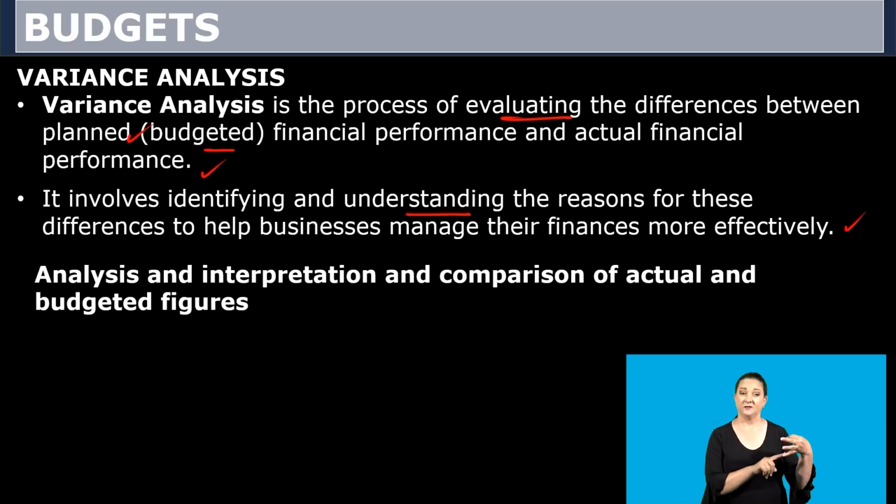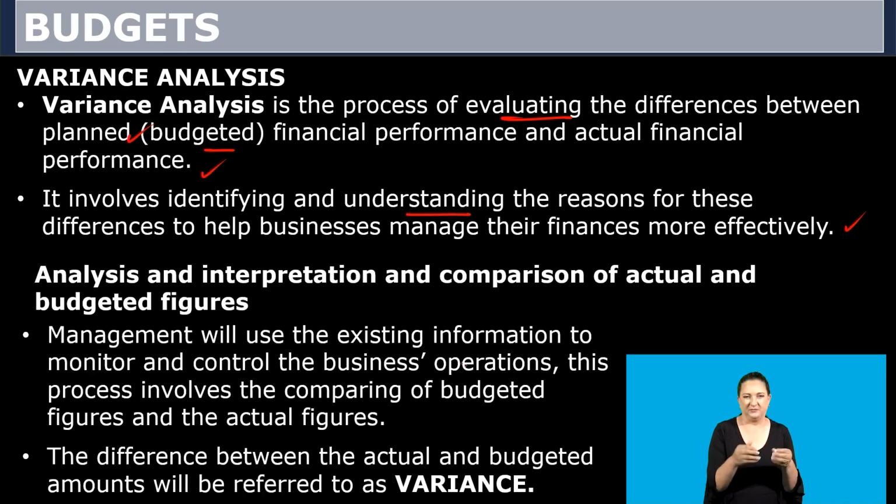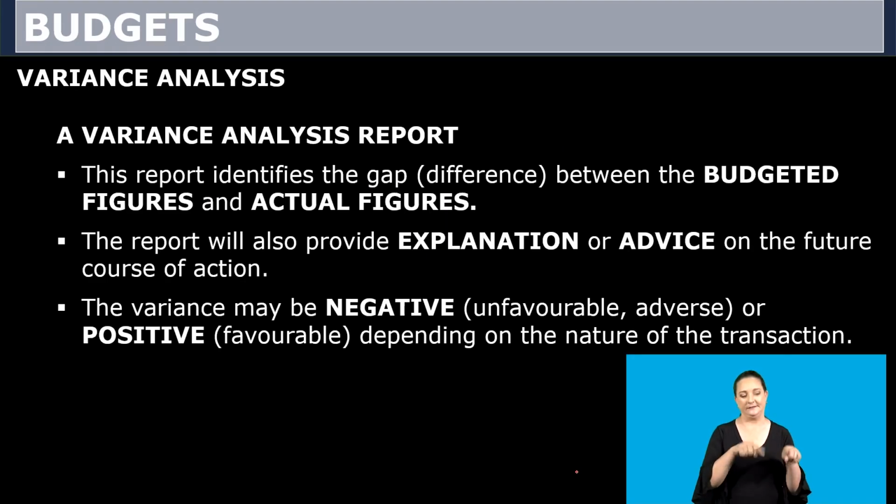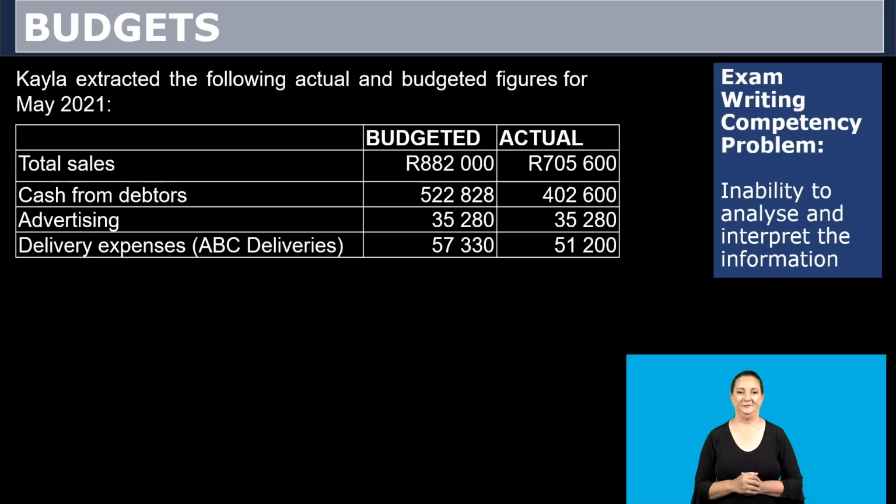Analyzing, interpreting and comparing actual and budgeted figures, this is what we're going to do now. Management will use the existing information to monitor and control the business operations. All right? Now, the difference between the actual and the budgeted is referred to as the variance. Okay, and now we have an activity here.